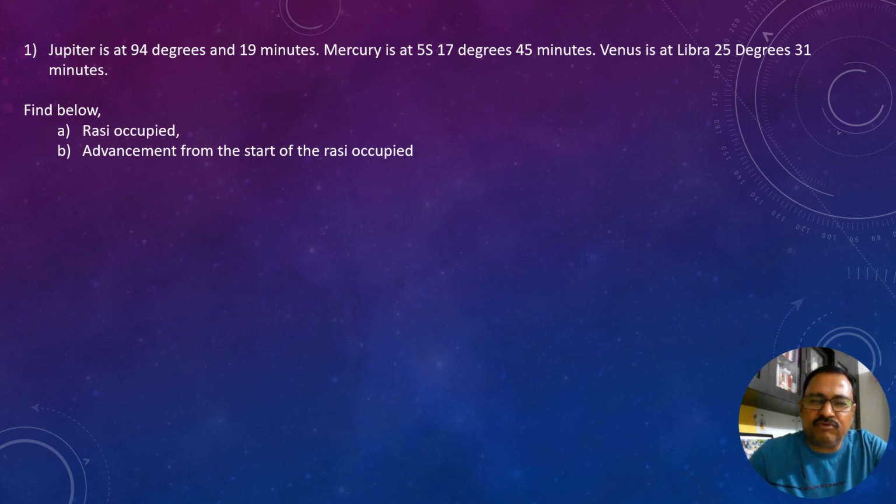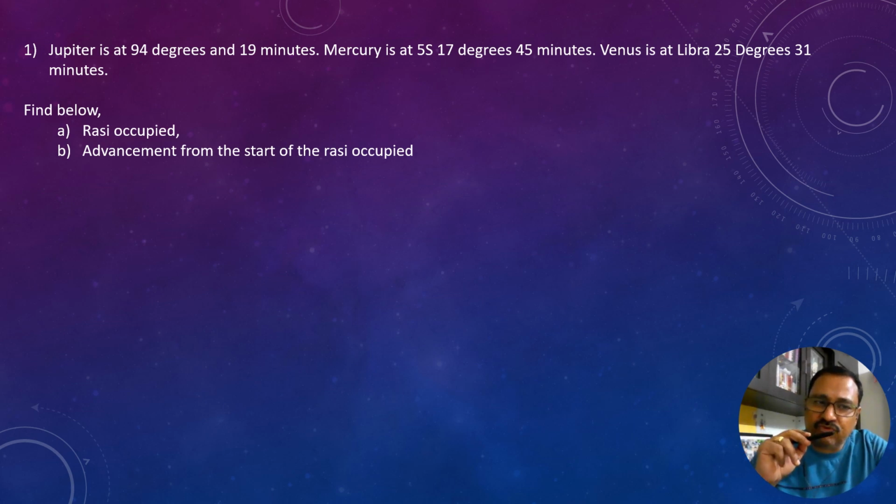So it says 94 degrees and 19 minutes, right? Each sign is about 30 degrees. So 94 degrees means 3 signs have already been crossed, right? The first 30 degrees is Aries, the second 30 degrees is Taurus, the third 30 degrees is Gemini, which makes about 90 degrees. So Jupiter, in the natural zodiac starting from Aries, has already crossed 3 signs.